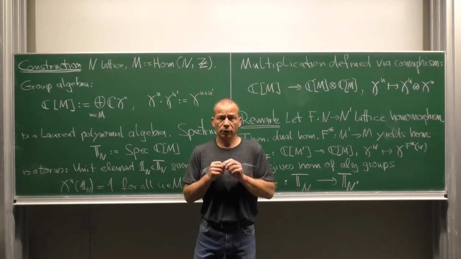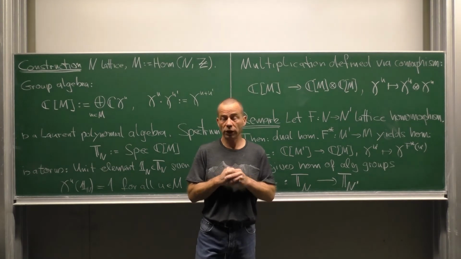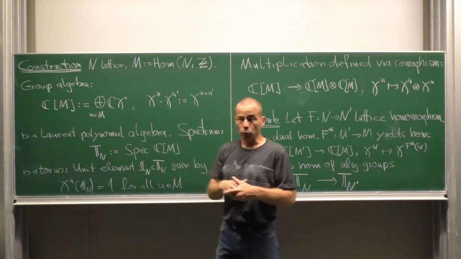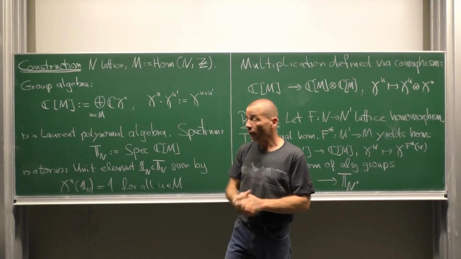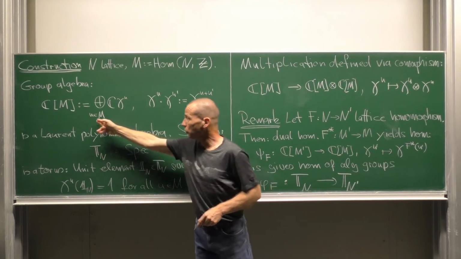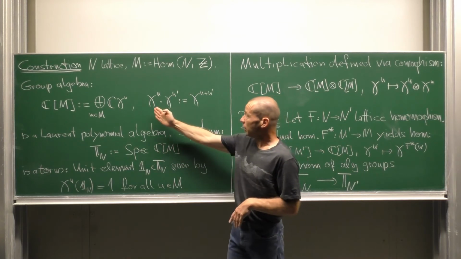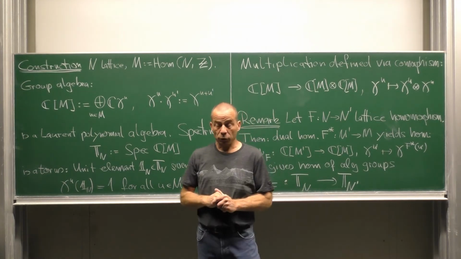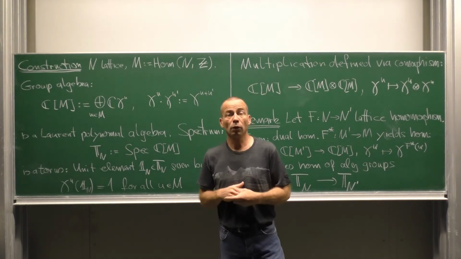Now we assign to each lattice N a torus T_N. So take our lattice N, take the dual lattice M, and the group algebra associated with M. This is just a free C vector space over these symbols chi^u, where u runs through M. And the multiplication is defined by chi^u times chi^u' is chi^(u+u'). This looks familiar, and indeed this is a Laurent polynomial algebra.